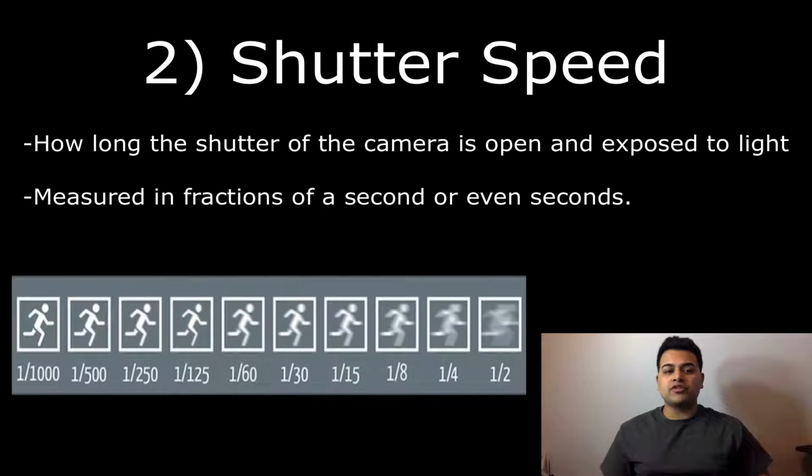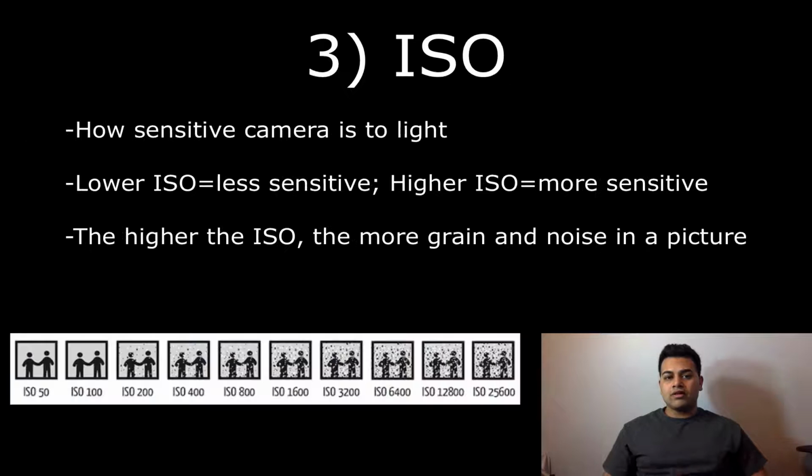The second term is shutter speed, and shutter speed is basically how long the shutter of the camera is open and exposed to light. Shutter speed is usually measured in fractions of a second or in seconds. The third and final term is ISO, and ISO is basically how sensitive the camera is to light. The lower the ISO, the less sensitive the camera is to light, and the higher ISO means the more sensitive the camera is to light.